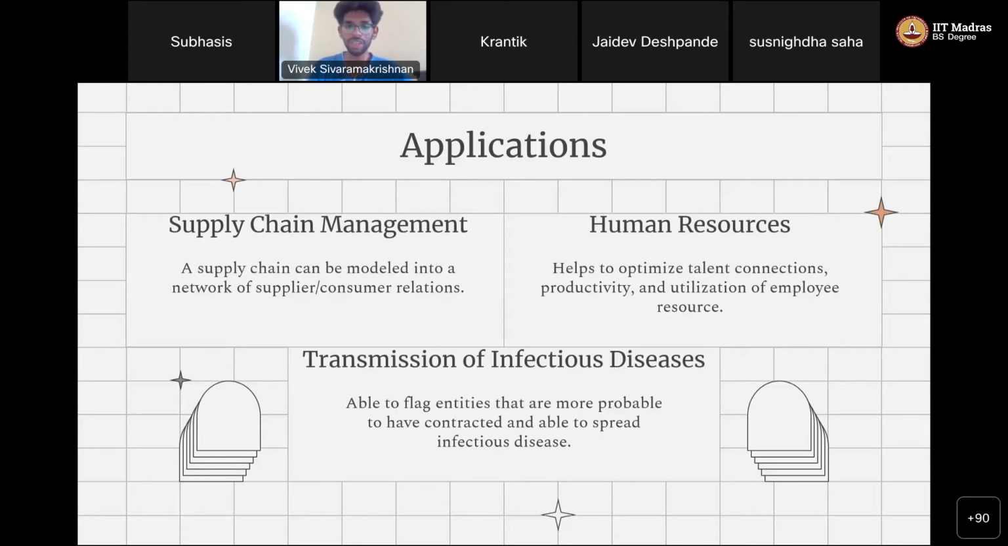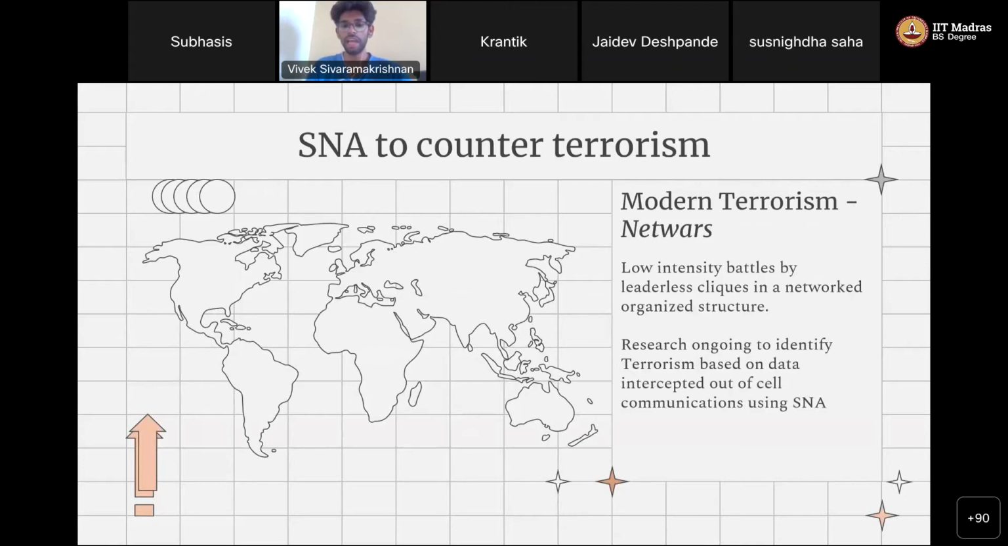Now, one very useful SNA application is in counter terrorism. John Arquilla and David Ronfeldt's work titled Networks and Netwars describes modern terrorism as netwars. A netwar is a lower intensity battle by terrorists, criminals, and extremists with a networked organizational structure. These network structures are often leaderless and are therefore able to attack more quickly.